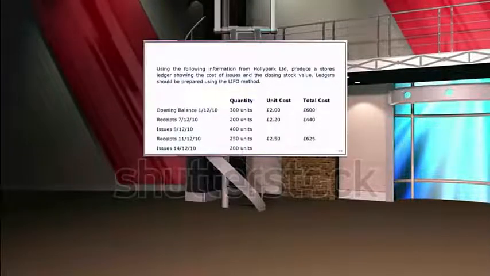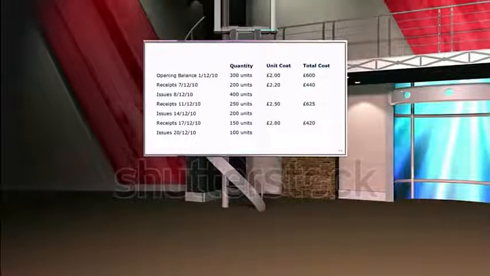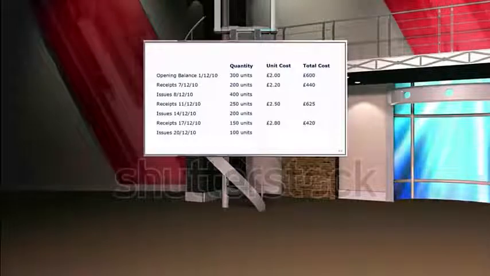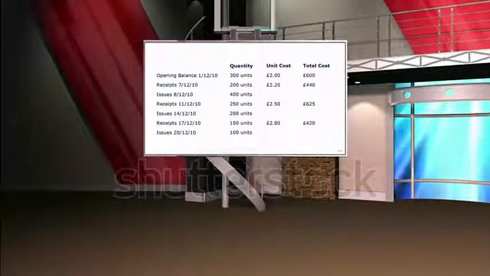So, having a look at our example again, same information in relation to Holly Park Limited. We're going to be going through it in the very same way as we looked at the last session. This time, though, we're using our LIFO method.